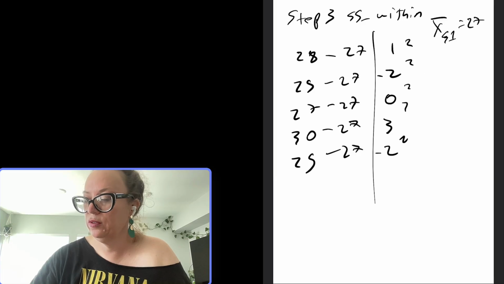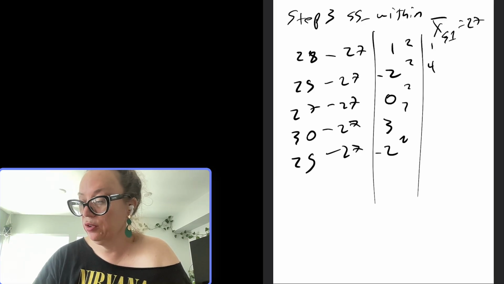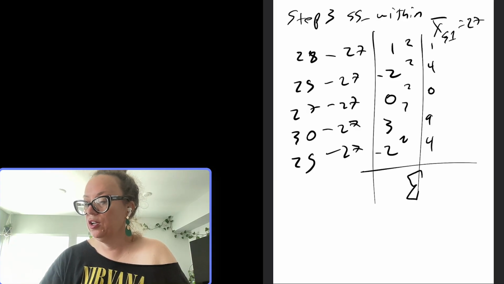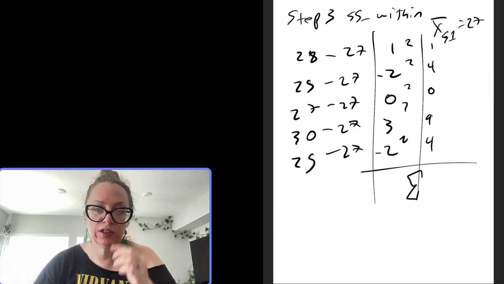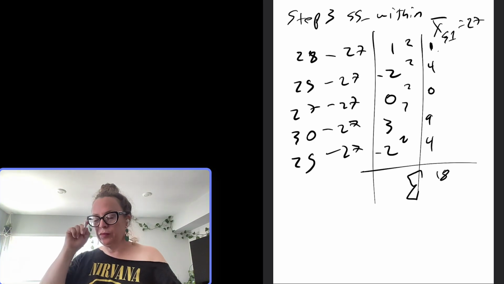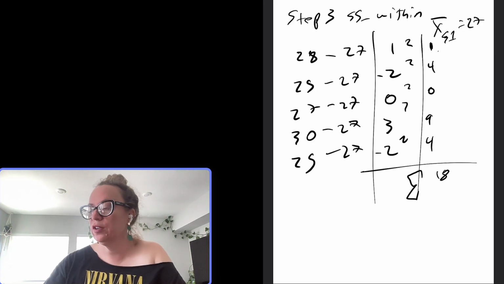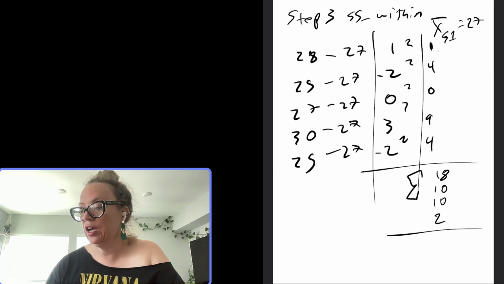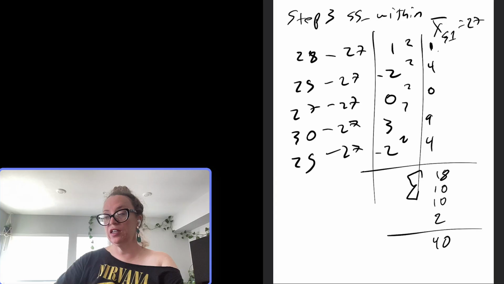Square all of those. We've got 1, positive 4 now, 0, 9, and positive 4. Then we need to add all those together. So what is that? 17? Wait, 17? 18. Yeah, I've got that 1 right there. So 17 doesn't sound right. So 18 for group 1. And then I'll just give you the totals for the rest of them: 18 for group 1, 10 for group 2, 10 for group 3, and 2 for group 4. Then you add all of those together, so that's 20, 38, 40. So the SS within is 40.